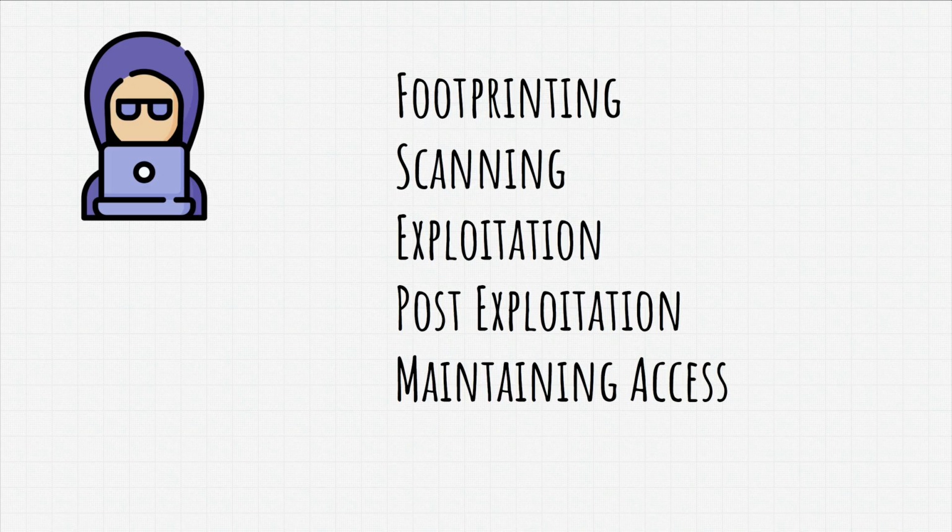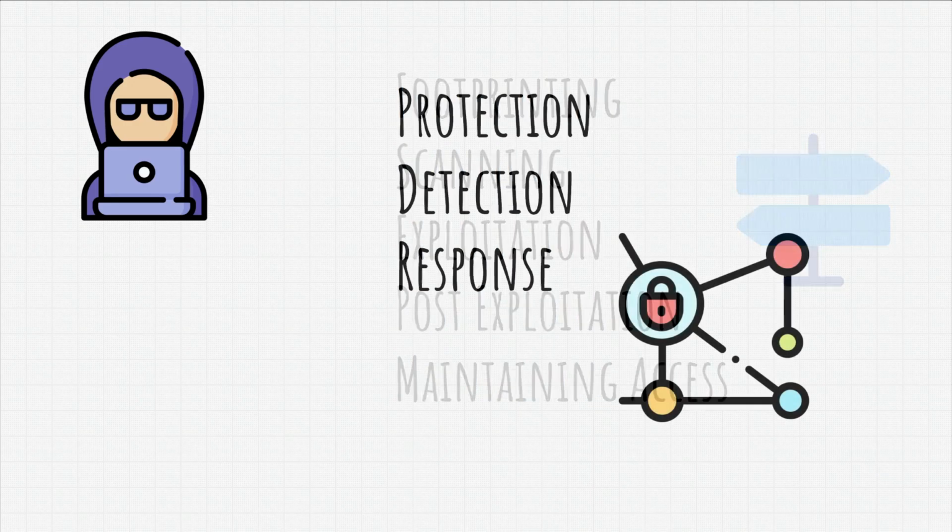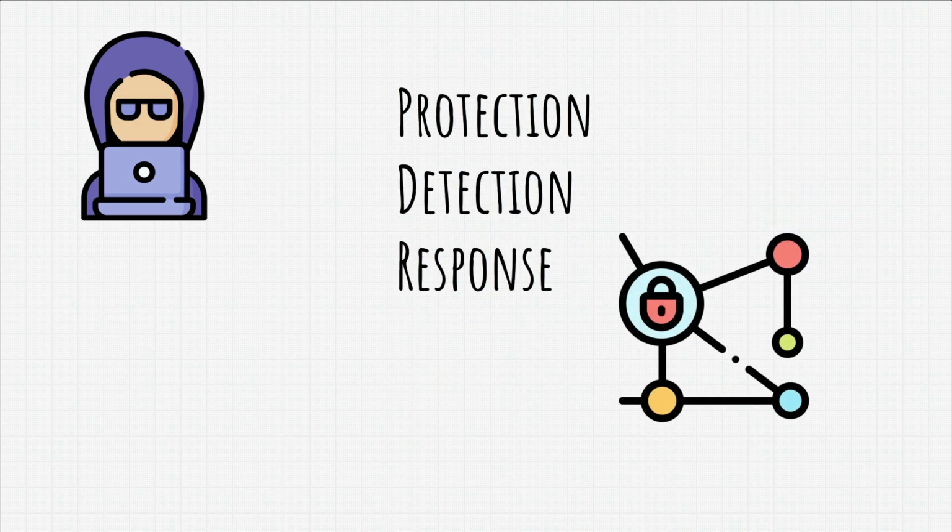Now, the attack-centric strategy essentially takes these steps and creates countermeasures for them. Each of these steps has a countermeasure that also consists of three things, which are protection, detection, and response.